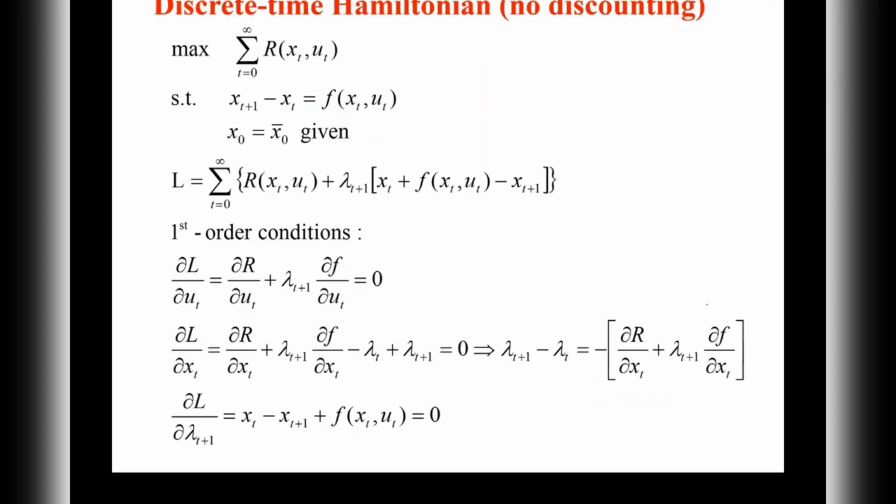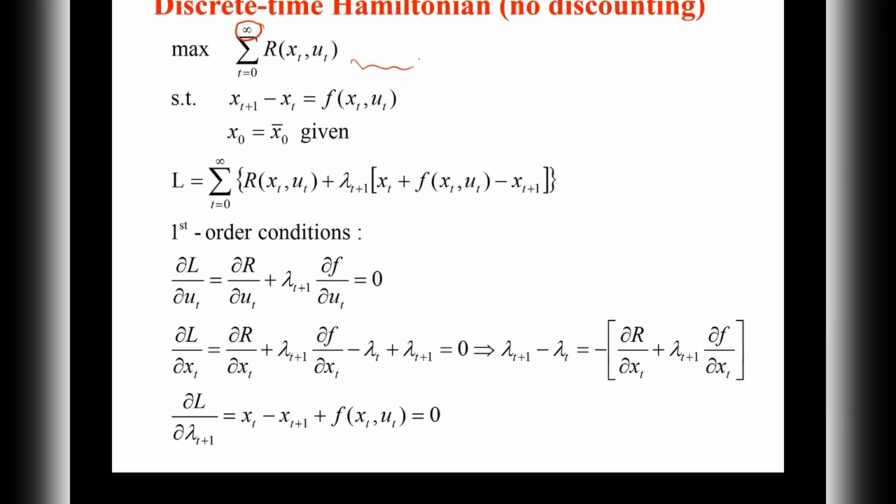Now, let's look at the discrete time Hamiltonian. We're going to do it first by ignoring discounting. So we're going to say no discounting. And notice that we're going to go from t0 to infinity, just to simplify things a little bit. So now there's no salvage value term at the end, so there's nothing here. And we're just maximizing the net returns over time.